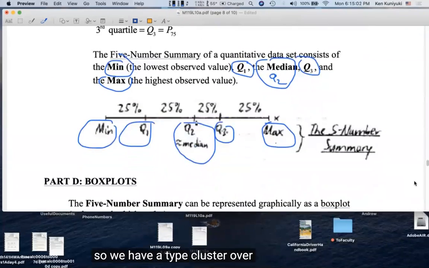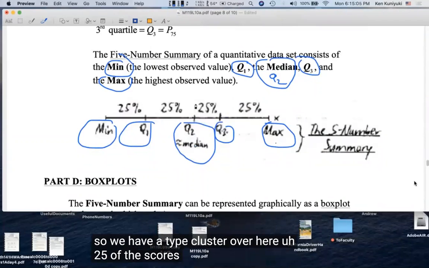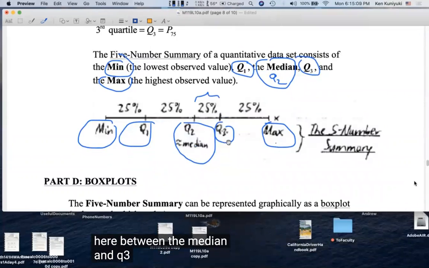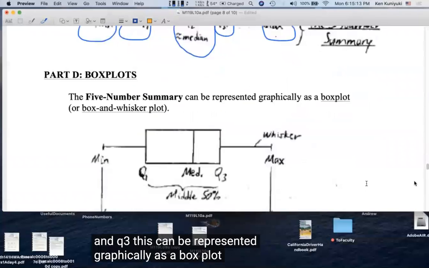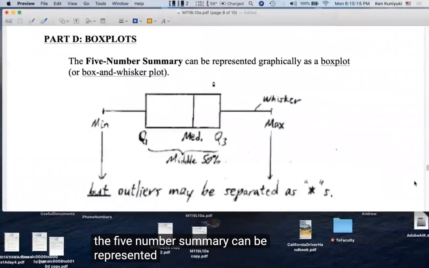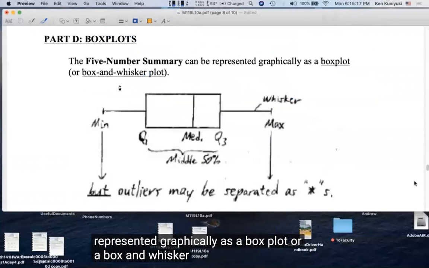So we have a tight cluster over here. 25% of the scores were pretty tightly clustered around here, between the median and Q3. This can be represented graphically as a box plot. The 5-number summary can be represented graphically as a box plot, or a box and whisker plot.